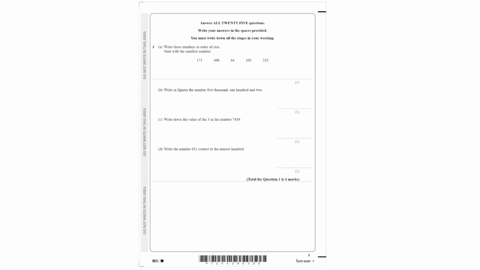Write these numbers in order of size. Start with the smallest number. So first off, we count how many digits they have, and we can see we have 3, 3, 3, 3, 2. Since 2 is the smallest, we start with that.